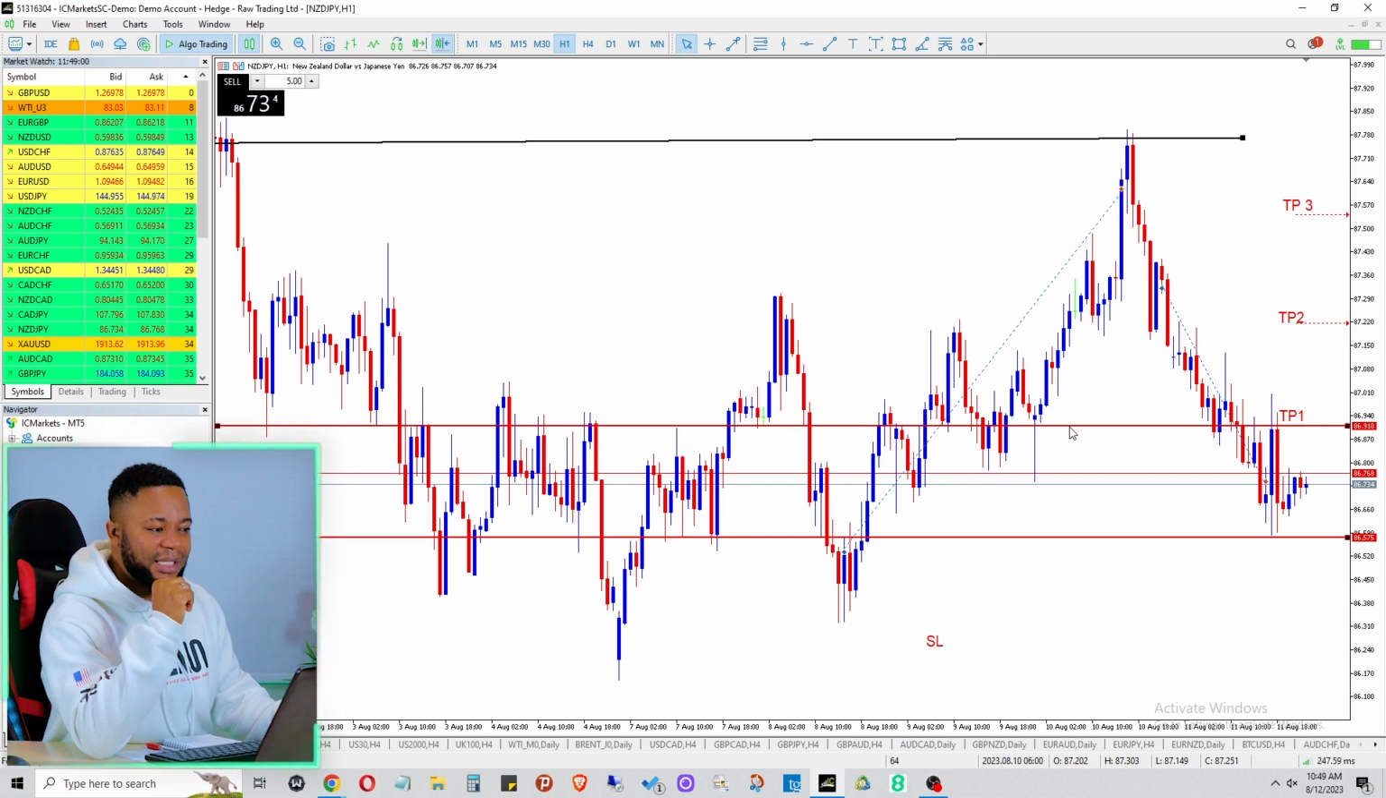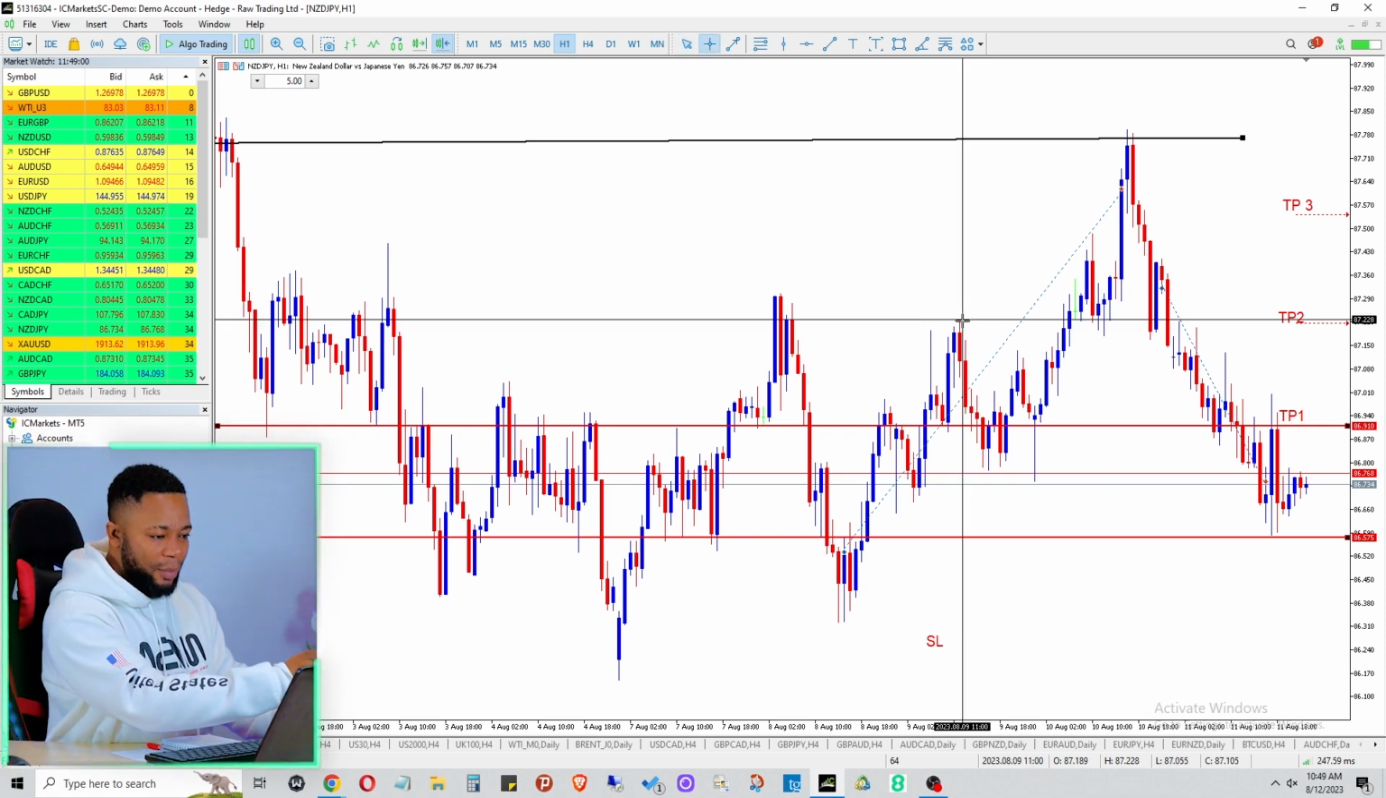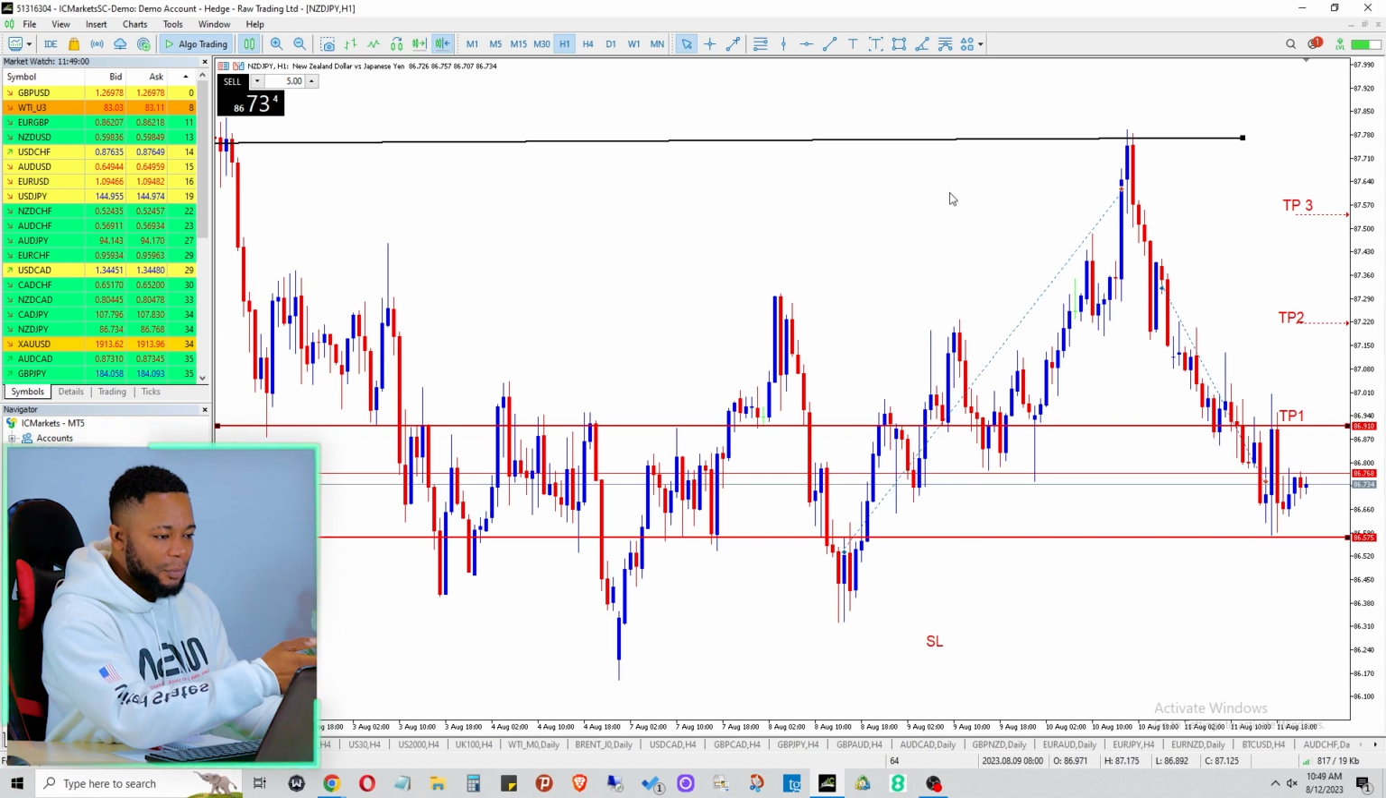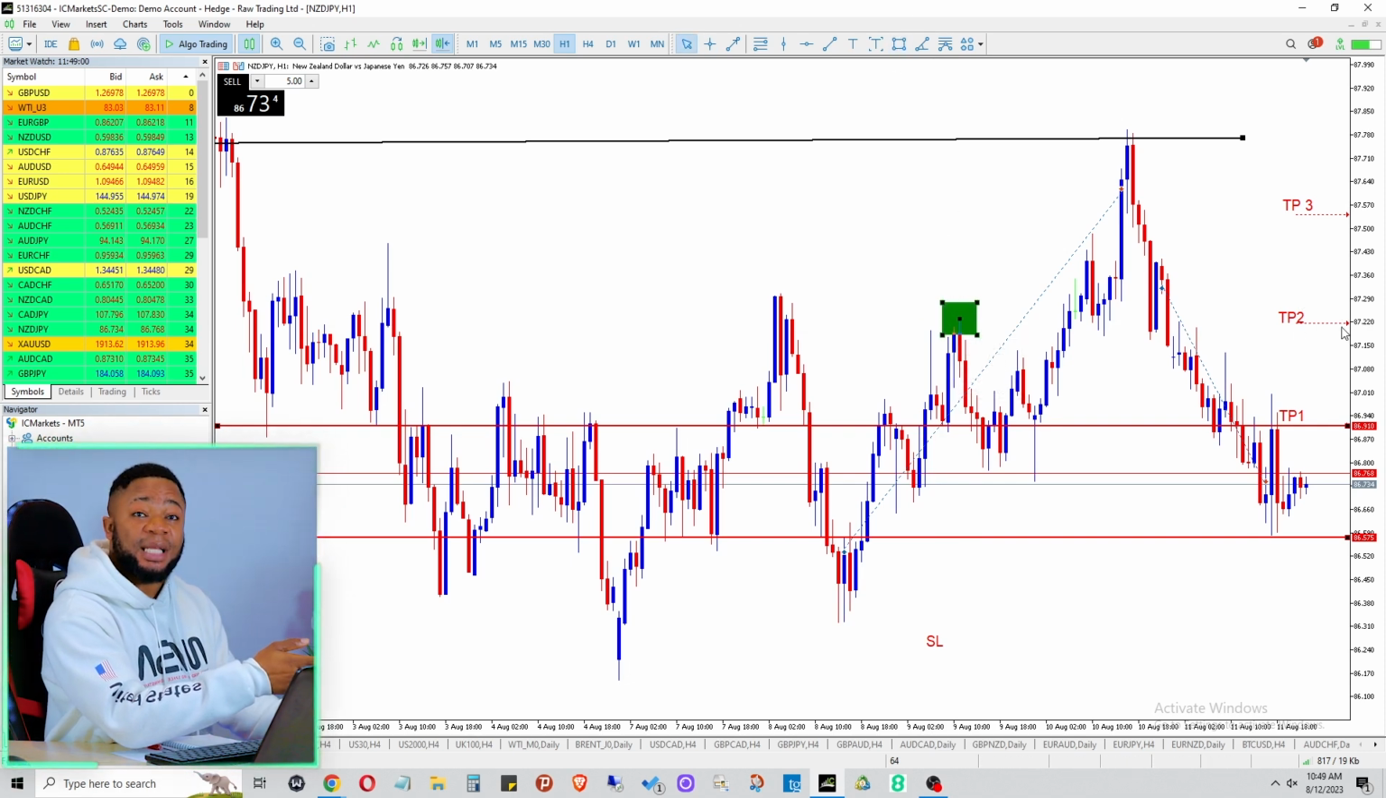Just imagine if I instead went and immediately hit TP2. Remember, the market went up here. This is TP2 around somewhere here, right? Let me put this so that you can see. By the time the market got here, it already hit TP2.